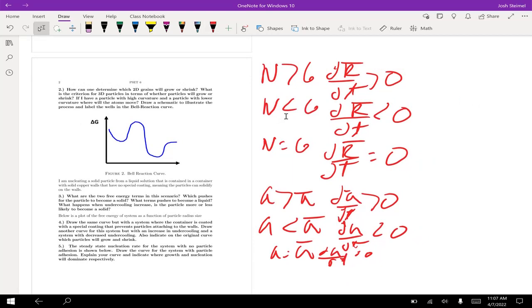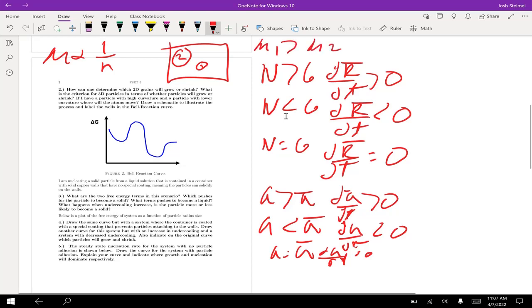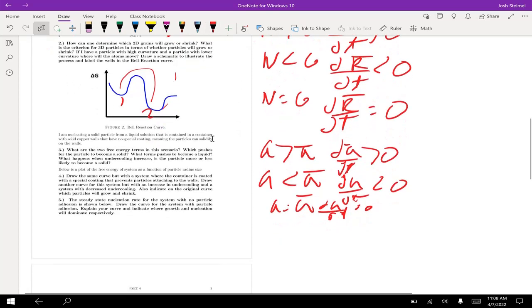Excellent. So if I have a particle with high curvature and a particle with lower curvature, where will the atoms move? We can see this here. If I have a large particle and a small particle, the flux of atoms is proportional to the chemical potential, which is proportional to the curvature, which is 1 over r. Let's label the small one 1 and the large one 2. My chemical potential of 1 is much greater than my chemical potential of 2 because the radius is smaller. So atoms flow from high chemical potential to low chemical potential, from 1 to 2, to lower energy, and that's where they're going to move. Excellent. That's number 2. Really nice.